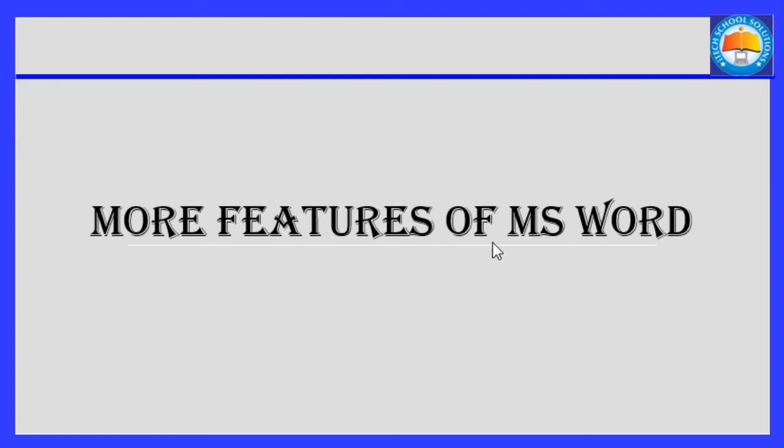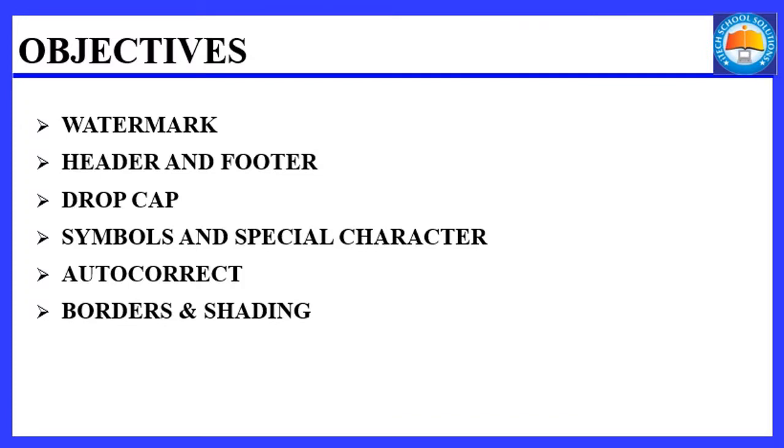More features of MS Word. Children, in this chapter you are going to learn about watermark, header and footer, drop cap, symbols and special character, autocorrect option, borders and shading.